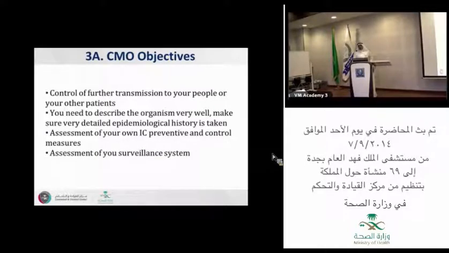Assessment of your surveillance system. During the process also, you need to do surveillance. Prof. Tariq mentioned that you need to have a logbook of patients, of healthcare workers who go in and out during the taking care of that patient. We did that, and we need to continue surveillance for those staff for fever or other symptoms throughout the incubation period.